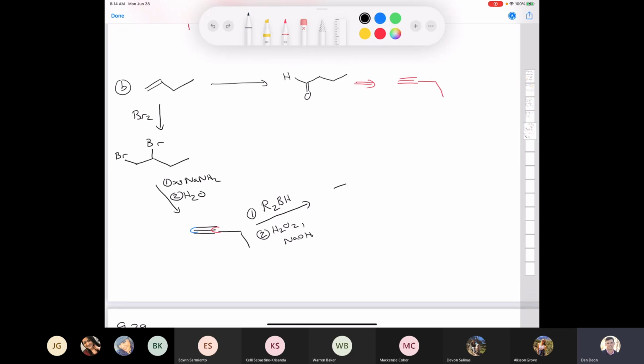Let's draw it out just for interest's sake. We end up with this, where we added the proton here and we added the hydroxyl here. So what we end up with is an enol, right? And when you have this kind of enol, it's going to undergo tautomerization, which is just the rearrangement of the molecule. It's the movement of a proton, the hydrogen atom, and a double bond, and we end up with an aldehyde like that. There you go.